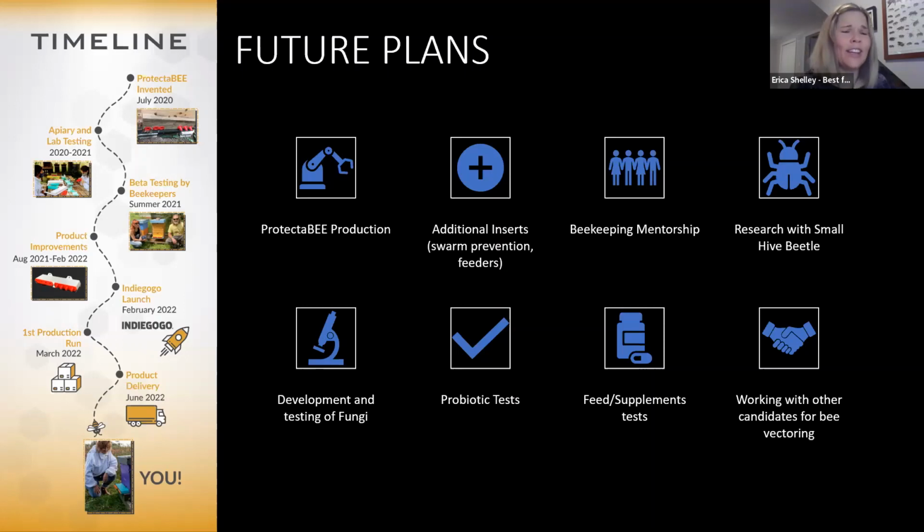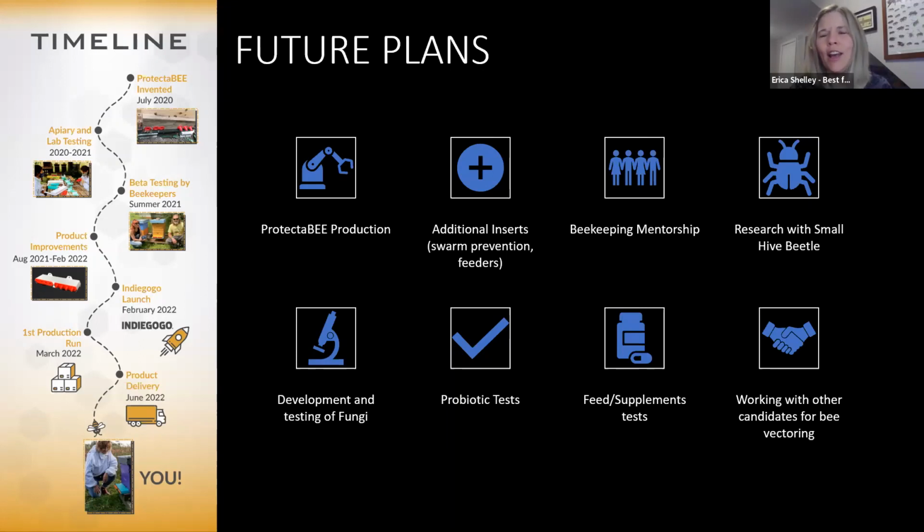We'll still be selling later on. It's just those won't probably get to people right at the beginning of beekeeping season. It might be later or next year. In terms of our future plans, so the Protectobee production, we've got a bunch of additional inserts. People keep giving us lots of ideas of different inserts that we can use with the Protectobee, so we're going to be doing that.